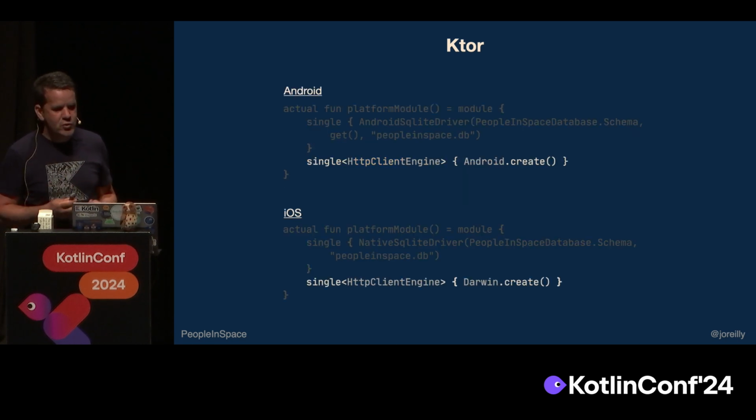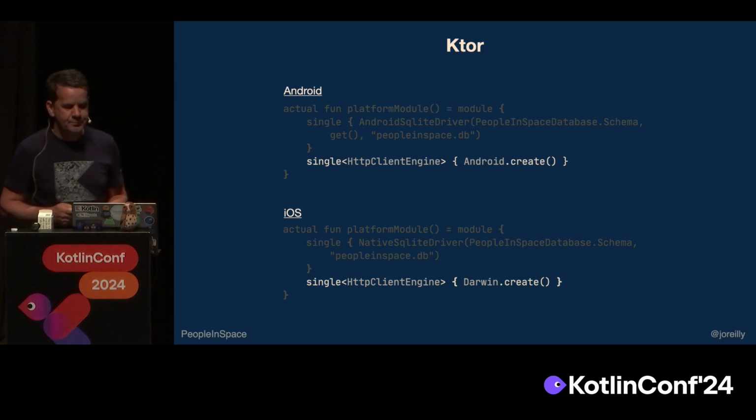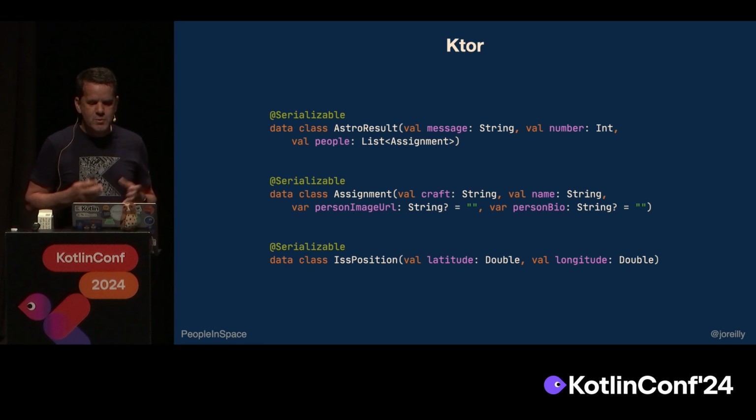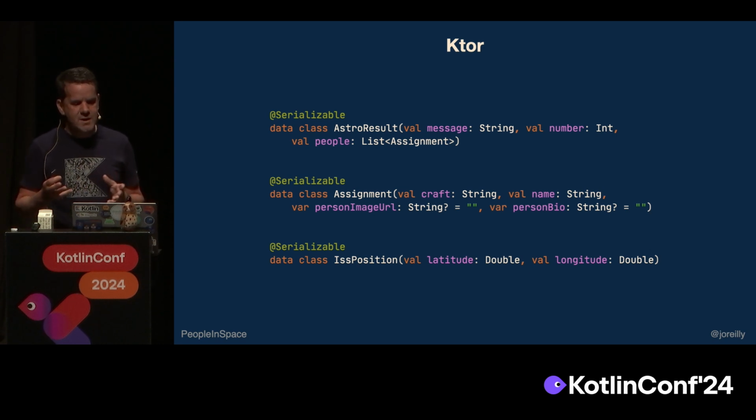Here we see again the Android and iOS specific versions of the Ktor engine being created in Koin platform-specific modules. Next, we're showing the data classes for the list of people and also for the position of the International Space Station. The JSON returned from the backend will automatically be deserialized into those classes by the kotlinx.serialization library.